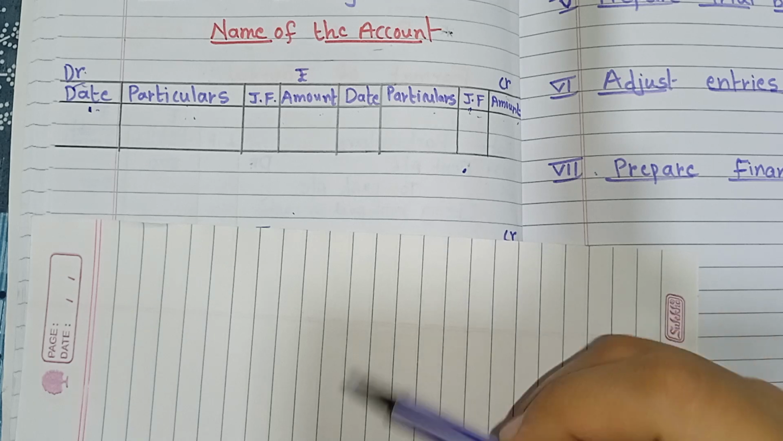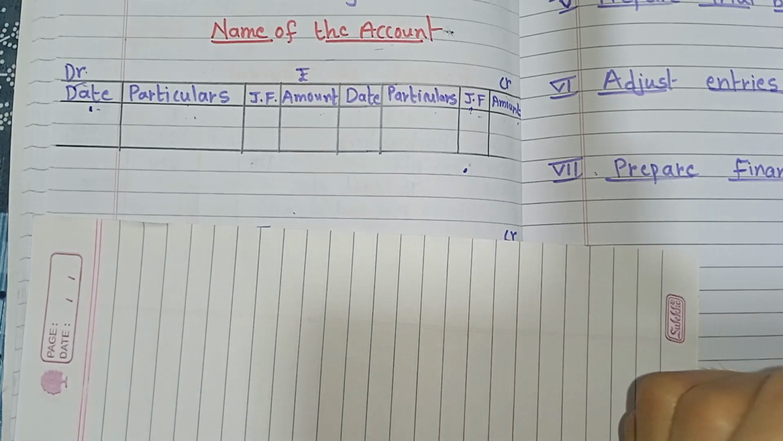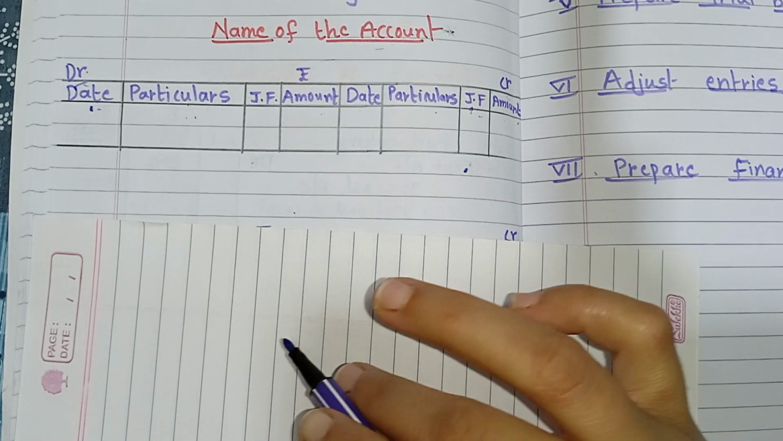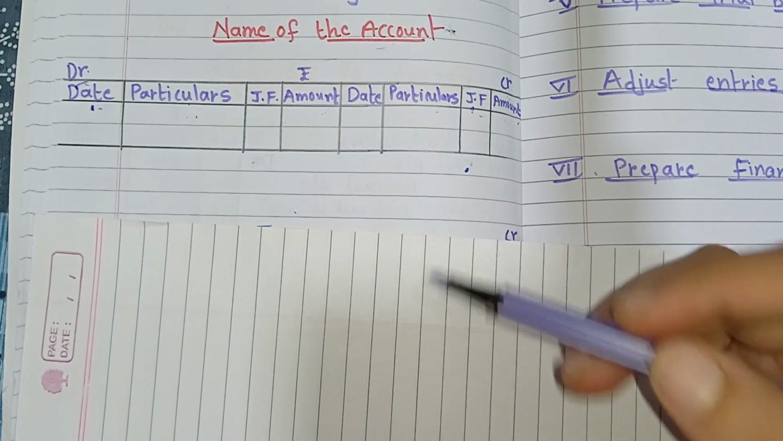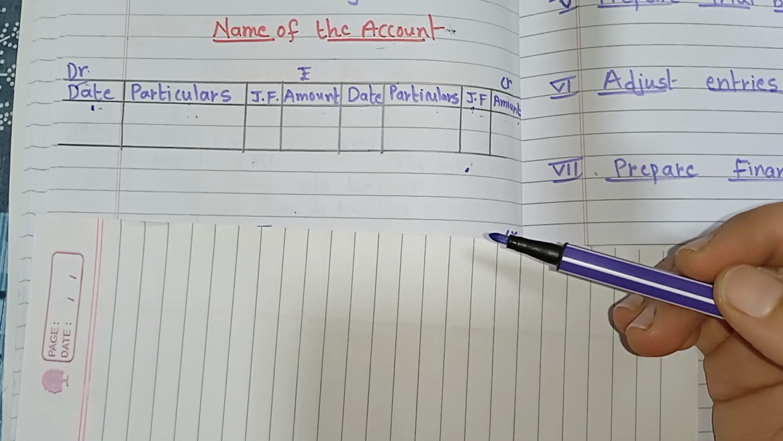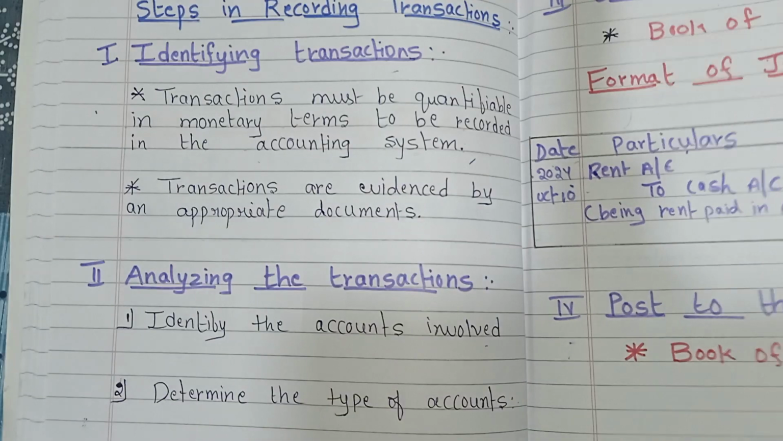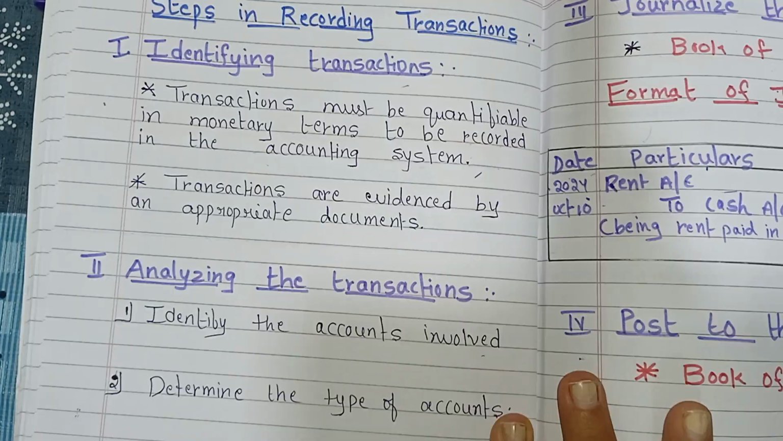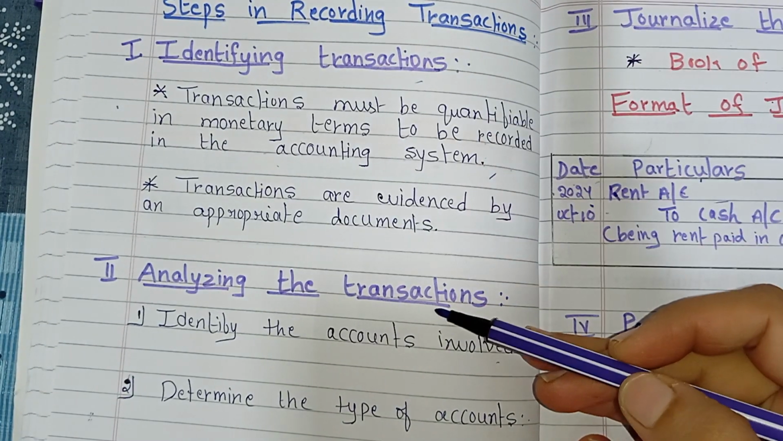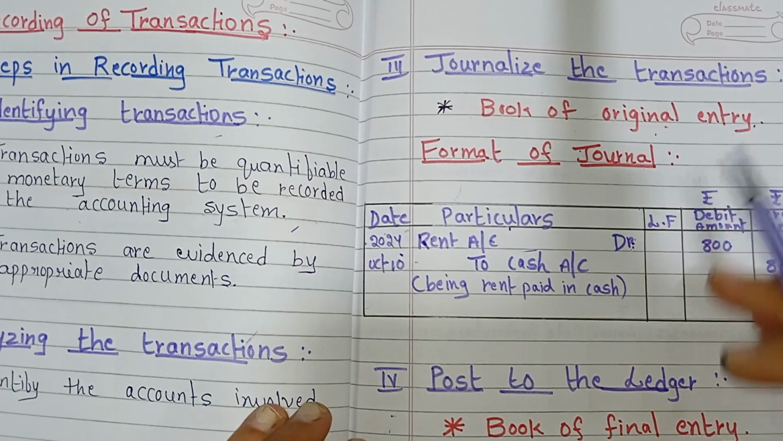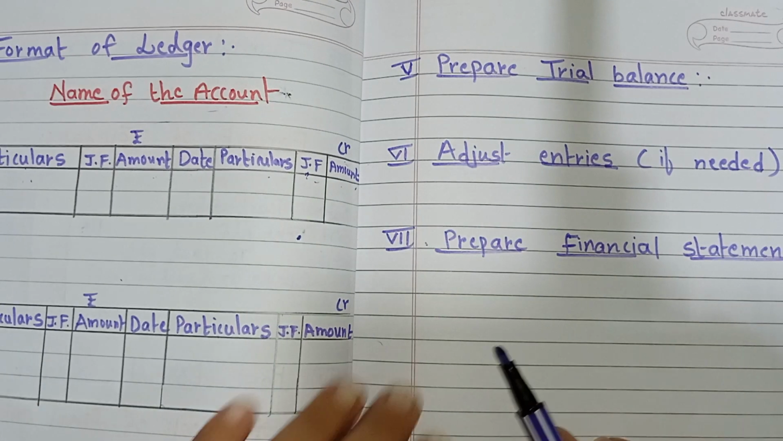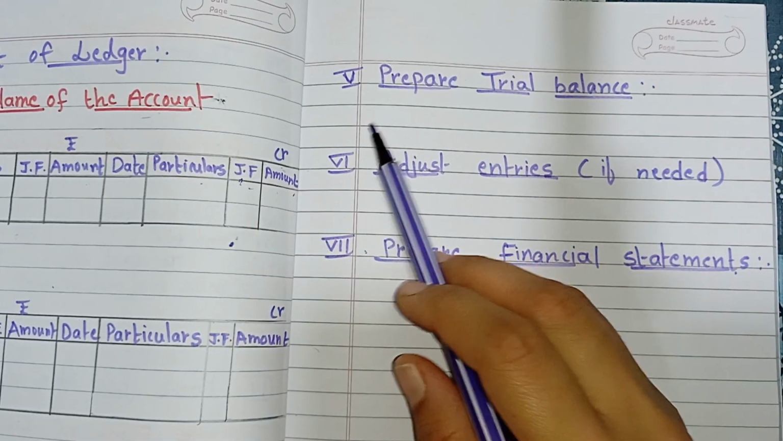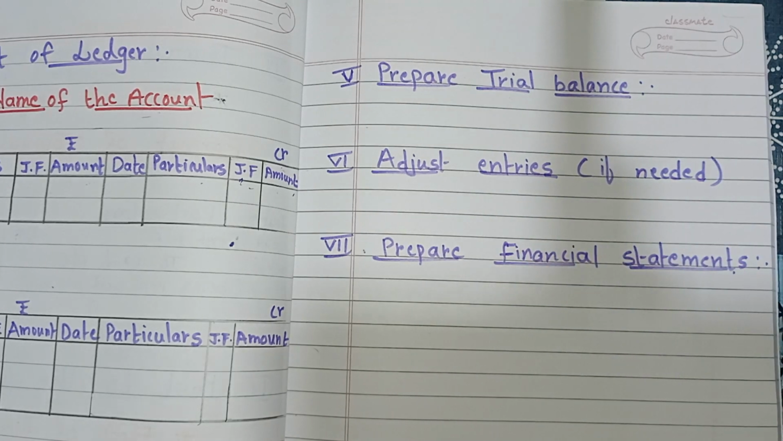Fine. So in the upcoming classes, I will explain how to post entries from the journal to the ledger. In this class, I will just explain the steps involved in recording transactions. First step, identifying the transaction. Second, analyzing the transactions. Third, journalize the transactions. Fourth, post to the ledger, from journal to ledger. And fifth, prepare the trial balance.